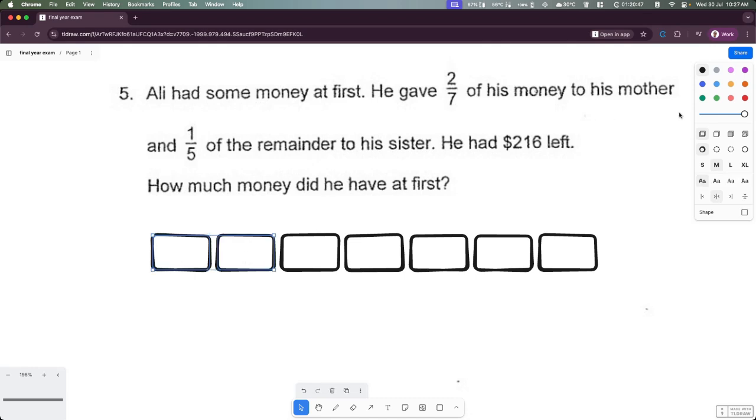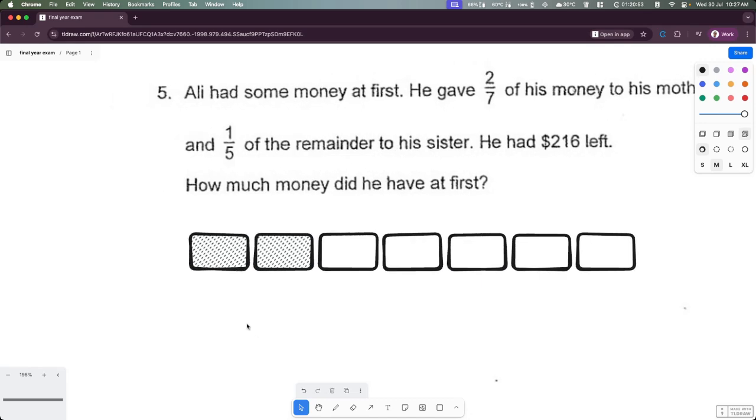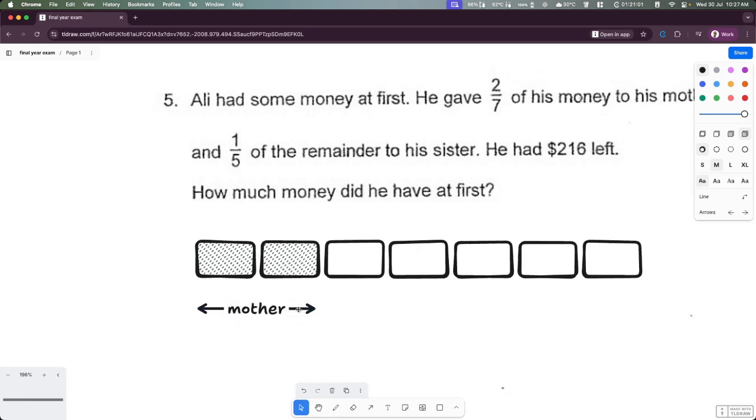So I'm going to highlight this to be maybe like that. Okay, 2/7 to his mother. So I'm going to draw an arrow as well. This is to his mother. All right, and then 1/5 of the remainder.